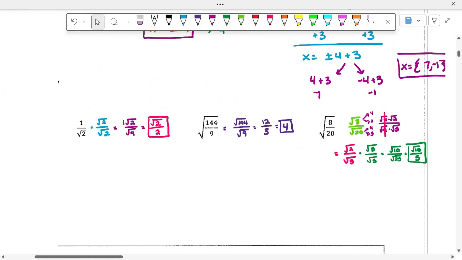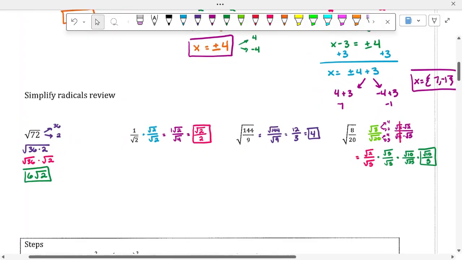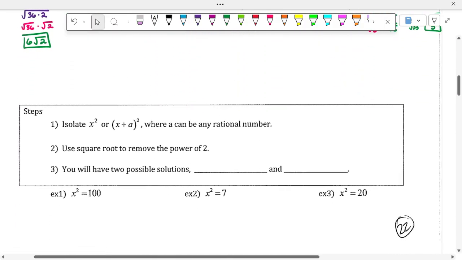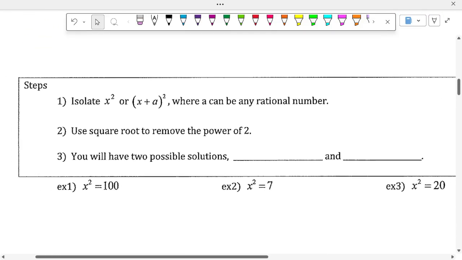Any questions on that stuff? That's just review. Now, here are the steps for taking a square root. So we're going to do some more of these.